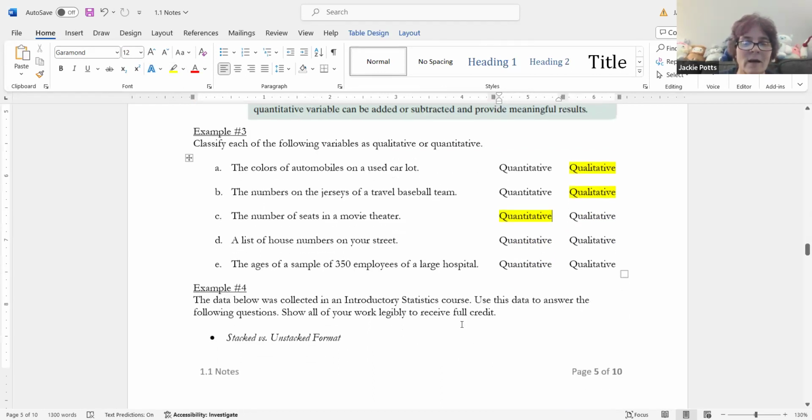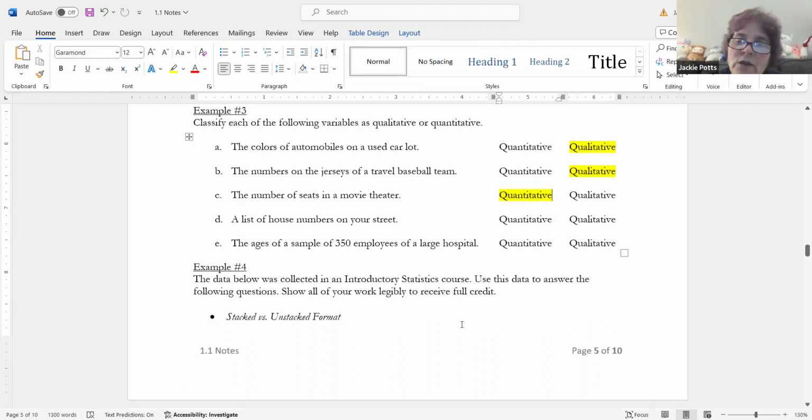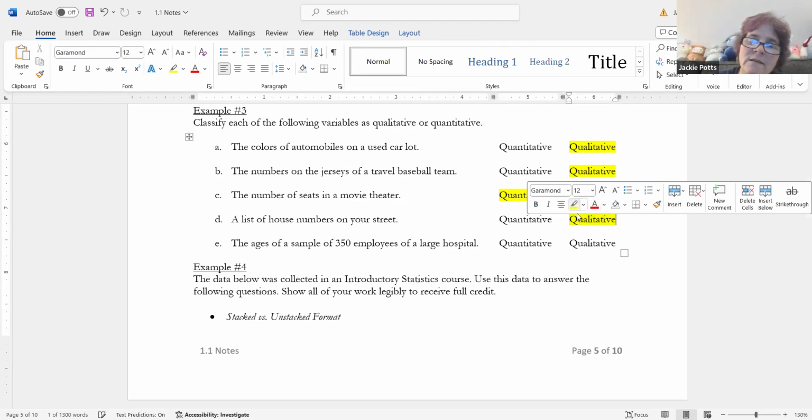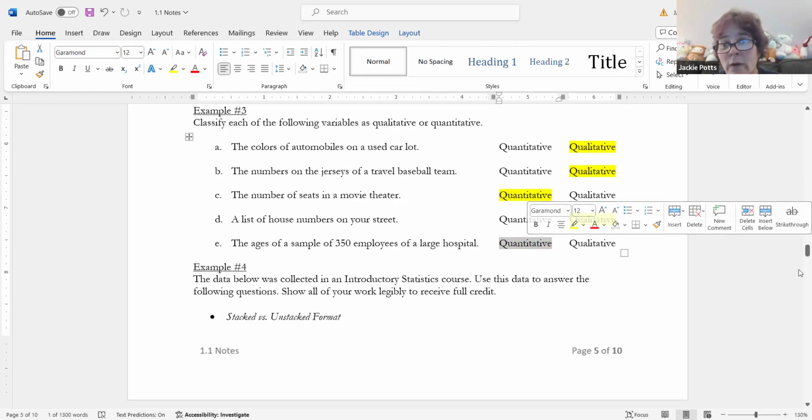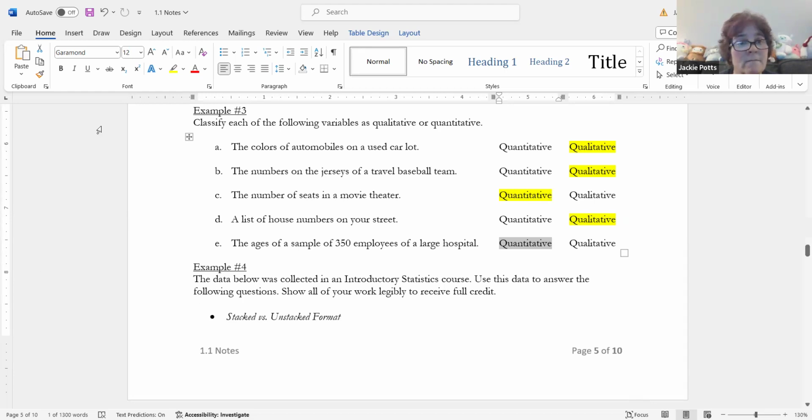All right. How about this one? A list of house numbers on your street. What do you think? Believe it or not, it's qualitative because it's an identifier, a location identifier. And I've already given you the last one because I already kind of hit upon it. I'll be honest, because I said age, for the most part, is typically quantitative.